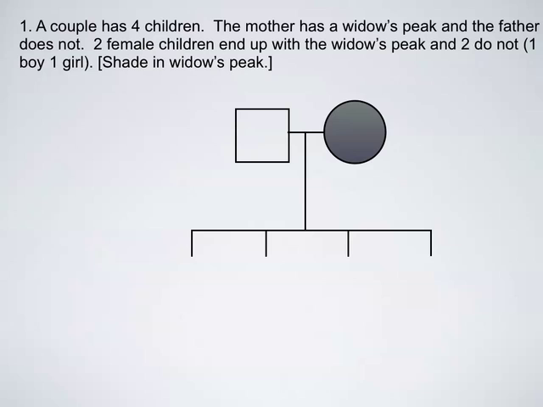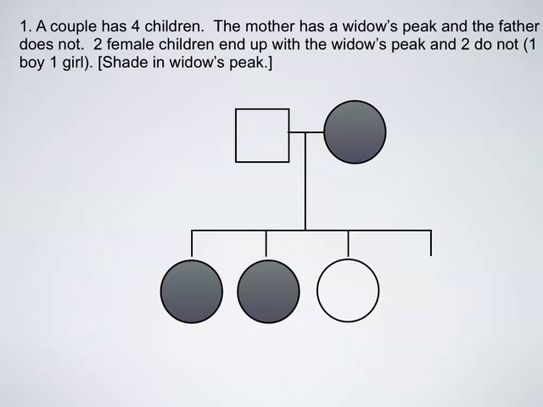Okay, 2 female children with the widow's peak. Olivia, what do they get? 2 shaded circles. A boy that does not. Oh, you want the blank square? And a girl that does not. A girl does not shade, not shaded in. Yes. All right. Any questions? Does everyone understand how to do these?